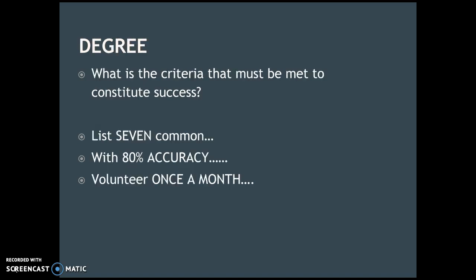The degree. What is the criteria that must be met to constitute success? List 7 with 80% accuracy. Volunteer once a month. So this lets you know specifically what it is that they are being asked to do. So for the first bullet, list 7 common of something. So 7 is the degree. And so with 80% accuracy, there's no guesswork here. We want to specifically let the learner know what it is that they need to do.